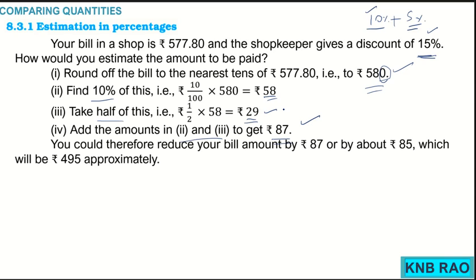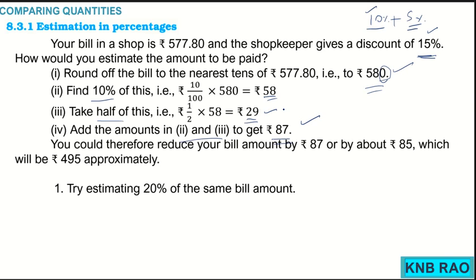If I take out 85 rupees approximately from the 580 rupees, I'll get 495 rupees as the bill amount. So instead of giving 600 rupees, or notes of 500 and 100, I'll give only 500 rupees to him. I'll expect 5 rupees back, isn't it? So that's the way of estimation.